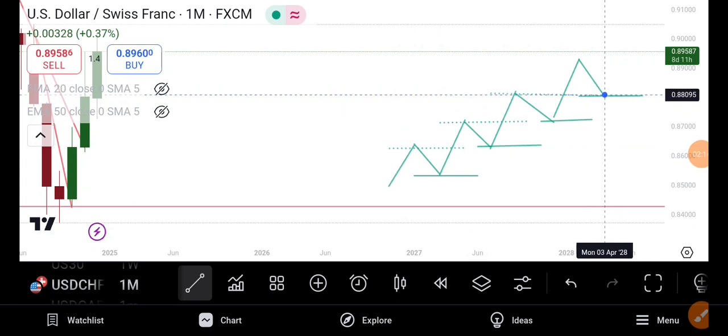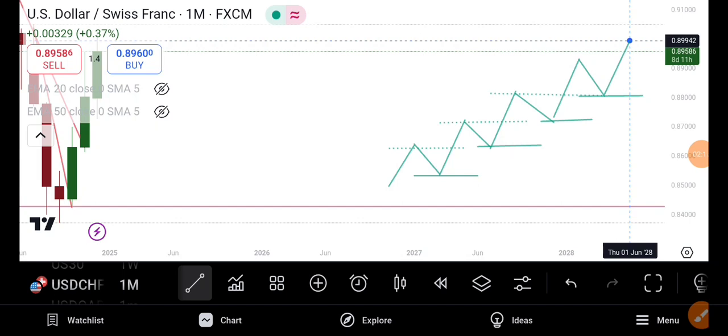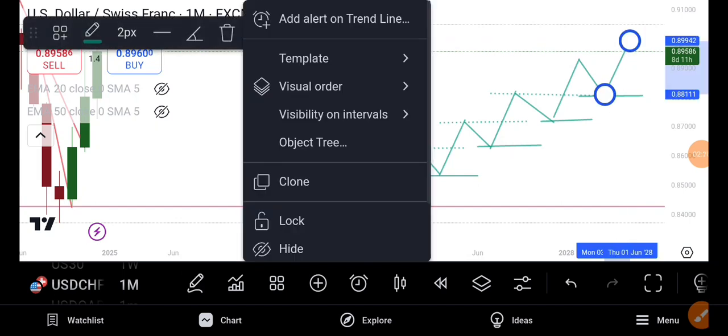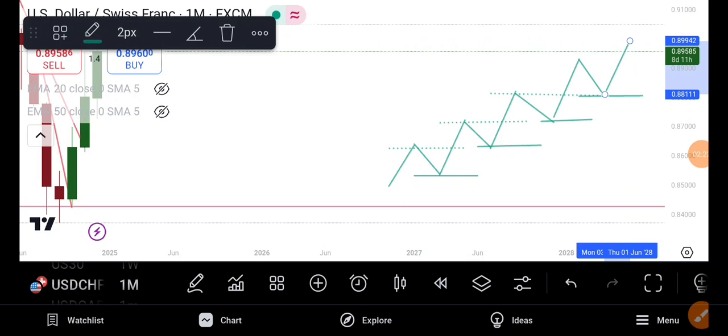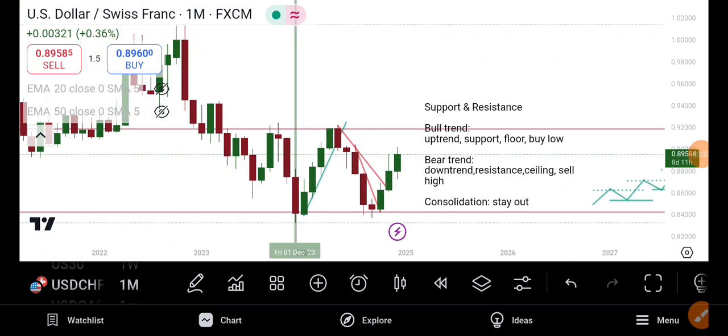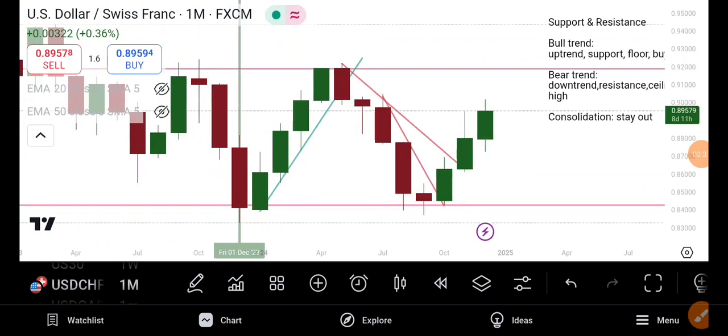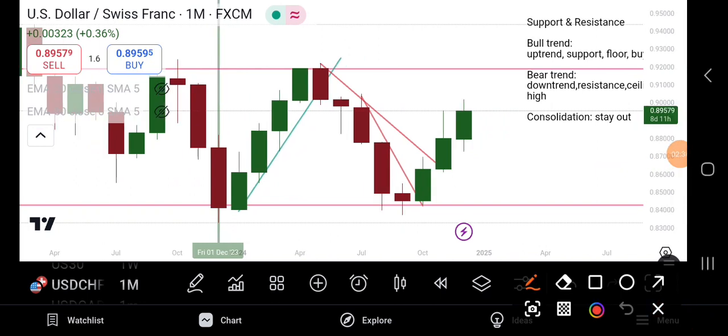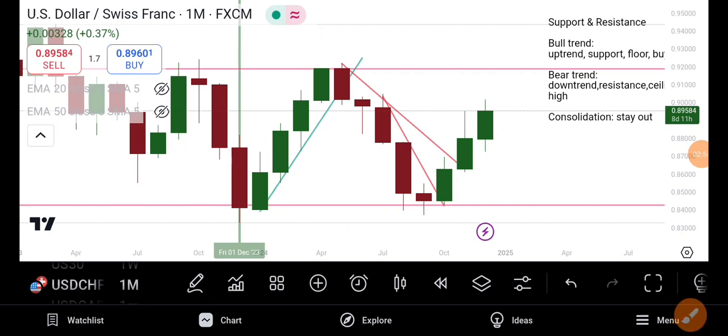Okay, so after all that drawing and illustration, how do we apply what we just learned to the real market? Okay, so if we look at our little trend line here, we will go to the time frame area and make it smaller. We will go to the daily time frame. Okay, so let's go to the daily time frame.